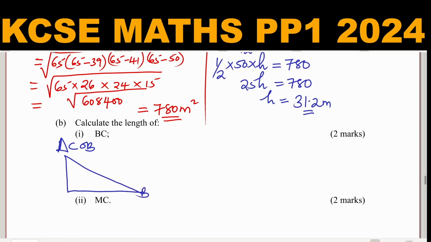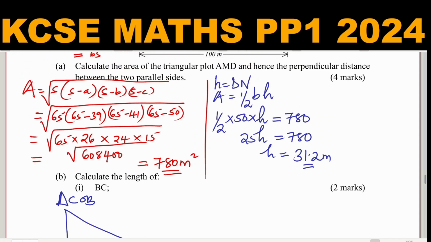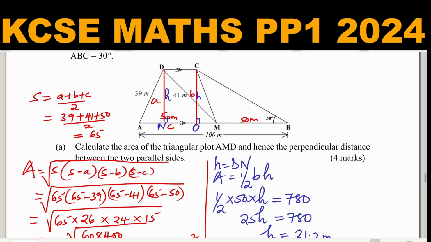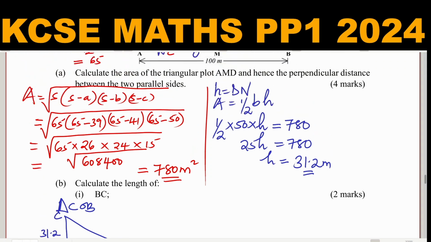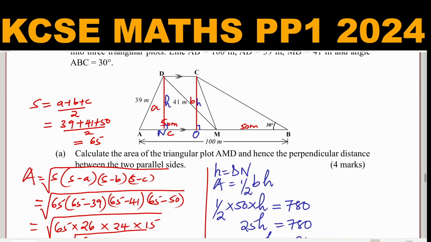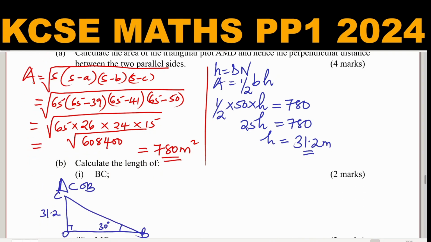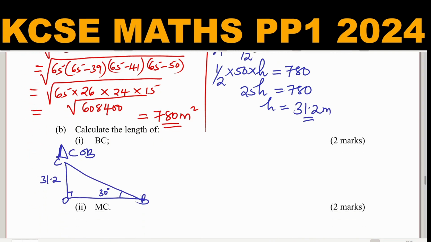So this is B, and then we have O and we have C. We have O there, we have C there. So the height is 31.2. So we need BC, and then we have this angle here as 30 degrees. So look at what I've extracted there. Having these, it is possible to use trig ratios to get BC.